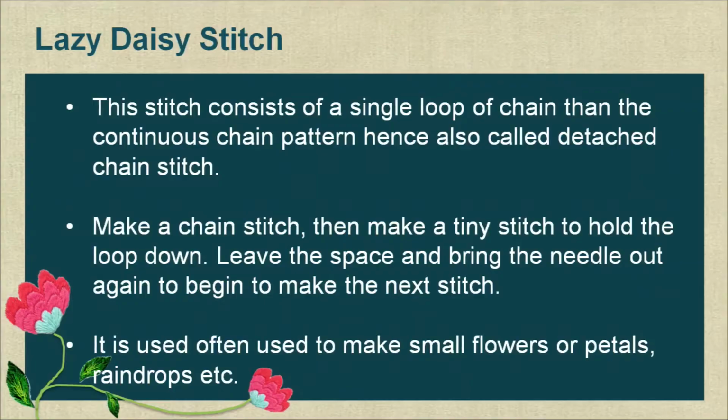So another one which is very similar to this one is lazy daisy stitch. This stitch also consists of a single loop of chain. Then the continuous chain pattern hence is called the detached chain stitch because it is moving to the next one. Make a chain stitch, then make a tiny stitch to hold the loop down, leave the space and bring the needle out again to begin to make a new stitch. It is used often to make small flowers or petals or raindrops, etc.